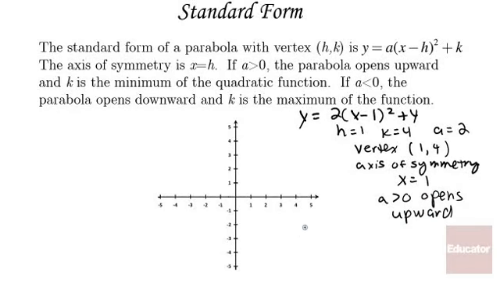So I can sketch this out. I have a vertex at (1, 4) right here, and it opens upward. And the axis of symmetry is going to be right here at x equals 1. Here's my vertex at (1, 4), and this vertex is a minimum because this opens upward. The minimum value is k, which is 4.